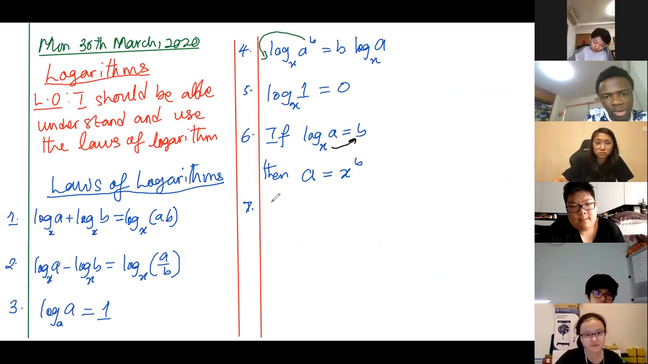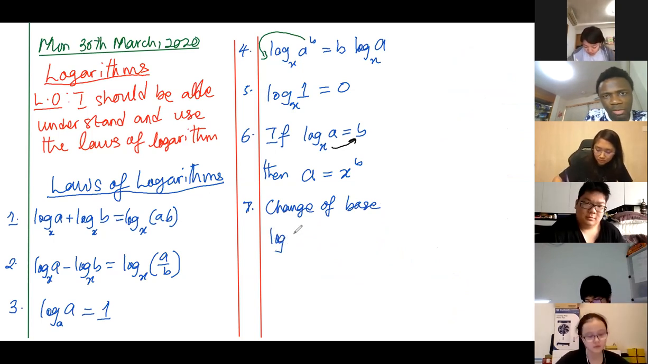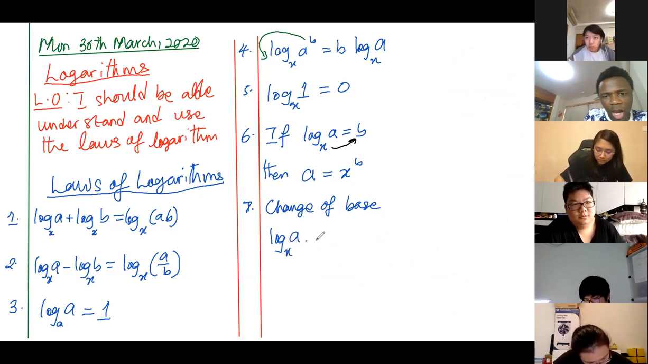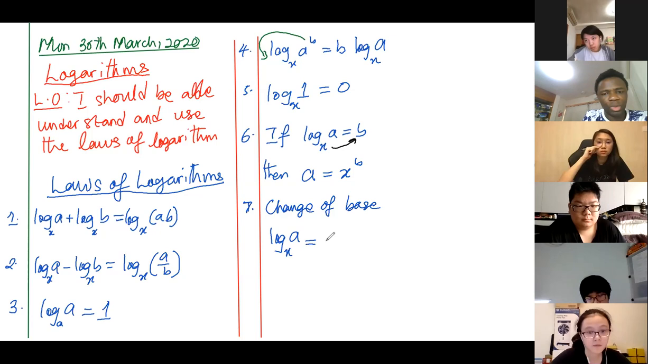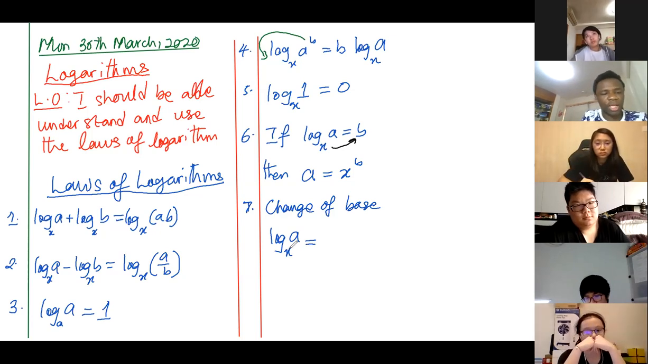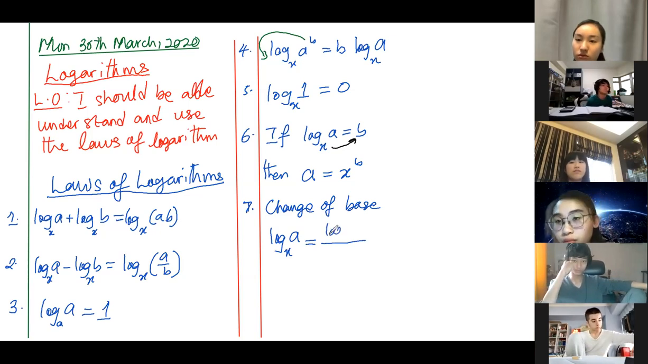So the seventh law is called change of base. If I have log A to base X, and we wish to change this to logarithm to a different base. Everybody look up. Log A to base X. X is the original base. Now we want the base to be base B. So it's going to be in the form of a fraction. That's the first step: a logarithm divided by a logarithm to the new base. Now you change the base to base B, and you write the rest the way it is, A at the top, X at the bottom.